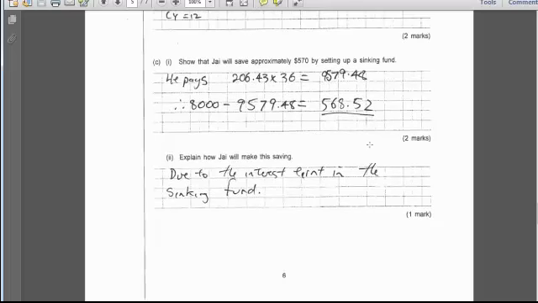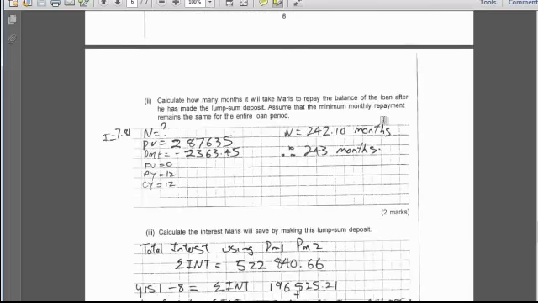Well, it's because you're earning interest on the sinking fund. So you're investing money, and as you're investing, it's accumulating. So therefore, it gets bigger and bigger, and hence you end up with more money in the end. So that's why that is like that. Cool.